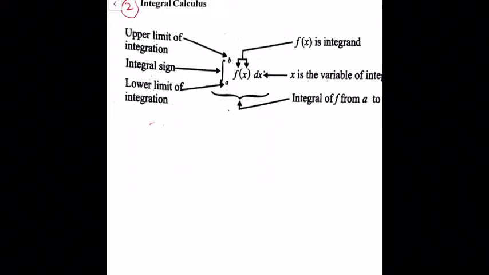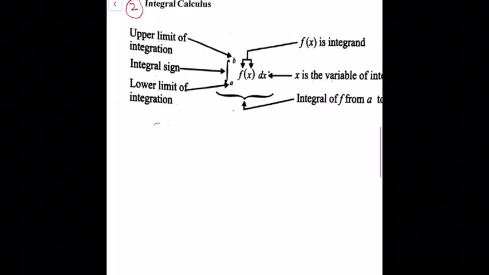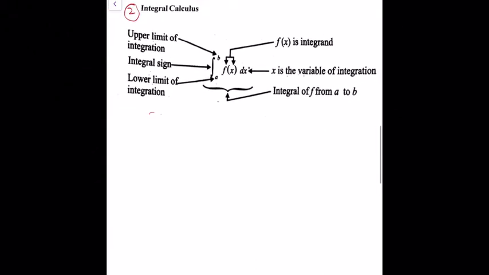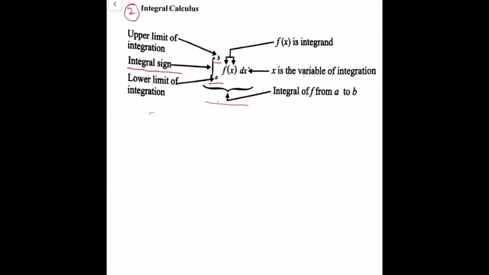As you can see in the diagram, it is the integral sign. A is the lower limit of integration, B is the upper limit of integration. Here it is the integral of f from A to B.